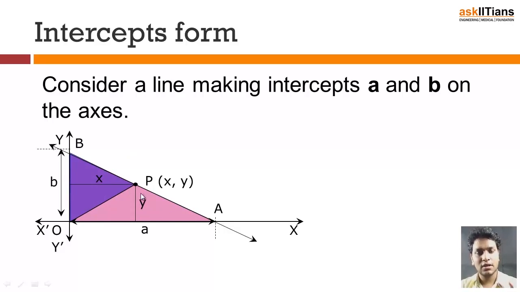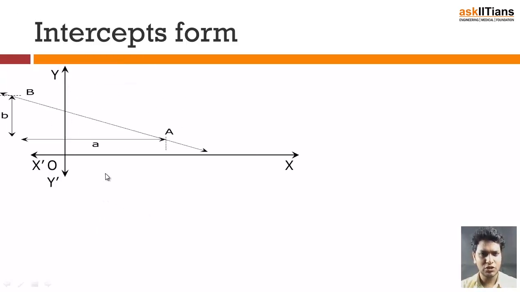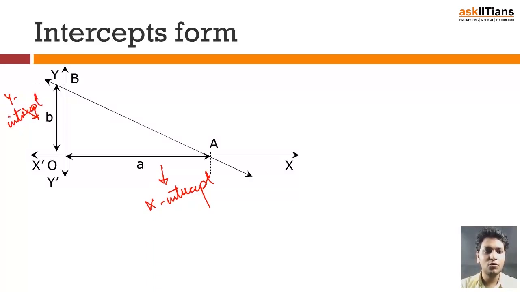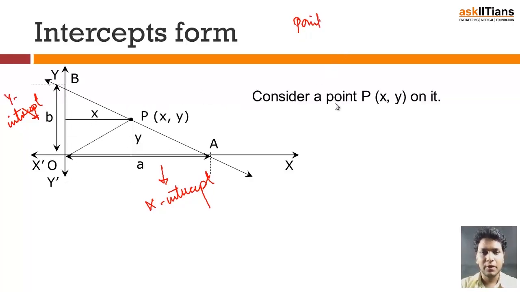So let us learn this process step by step. First of all, we will consider the coordinate axes, and as given by the information, we will try to see the intercepts. This is the x intercept, that is of the value a, and this is the y intercept, that is of the value b. Now we have to consider a point on the line. We have considered a point P(x, y) on it, and the vertical distance will be the y coordinate and the horizontal distance will be the x coordinate, very well known to all of us.